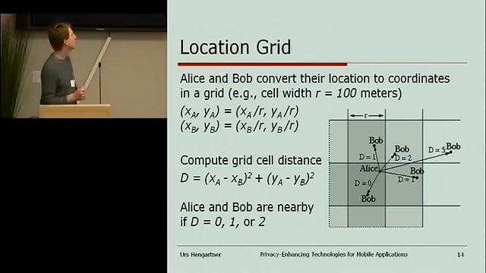If Alice happened to be in the same cell as shown on this slide, then the distance is going to be 0. If they happen to be in two adjoining cells, the distance is going to be 1. If they happen to be in two diagonally adjoining cells, the distance is going to be 2. On the other hand, if Bob is farther away, the distance is going to be larger than 2, as in the example on the slide where the distance is 5. Now we consider Alice and Bob to be nearby if D is either 0, 1, or 2.